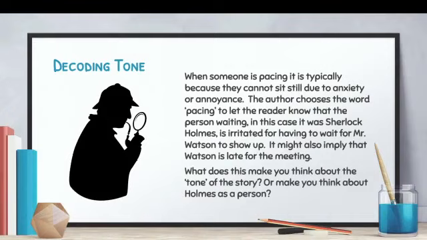So how do we decode tone? When someone is pacing, it's typically because they can't sit, because of the anxiety or the annoyance. Now, the author chooses the words pacing up and down the platform to let the reader know that the person waiting, in this case Sherlock Holmes, is irritated for having to wait for Mr. Watson to show up. It might also imply that Watson is just late for the meeting. So what does this make you think about the tone of the story, or make you think about Sherlock Holmes as a person?